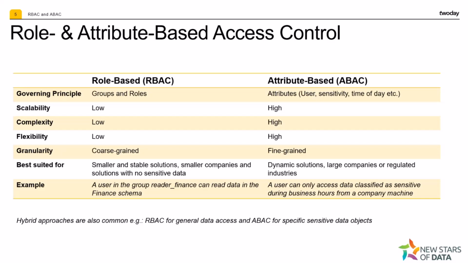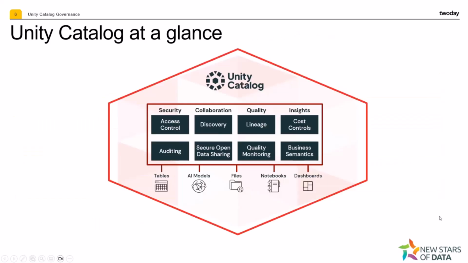That could be if you're operating within GDPR and you have to mask or do something with sensitive data. It can also be, as I said, related to something along the lines of your networks. All right, so now we've got that covered. Let's just talk a little bit about Unity Catalog.